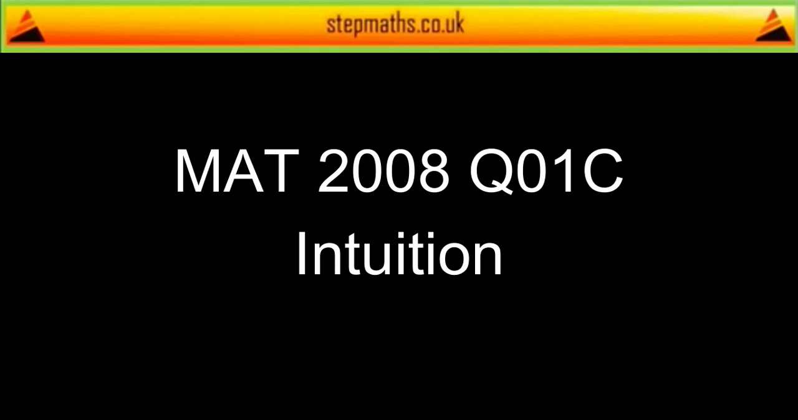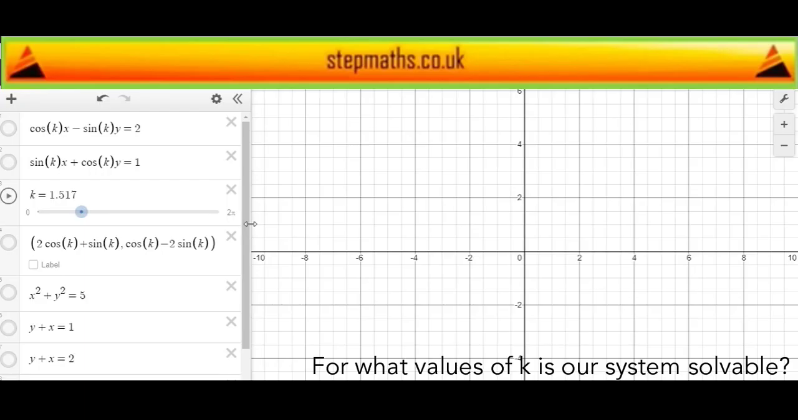This is the intuition video for question 1C on the 2008 MAT paper. In this question we're given these equations. We're given cos kx minus sin ky equals 2 and sin kx plus cos ky equals 1. And we're asked for what values of k this pair of simultaneous equations is solvable.